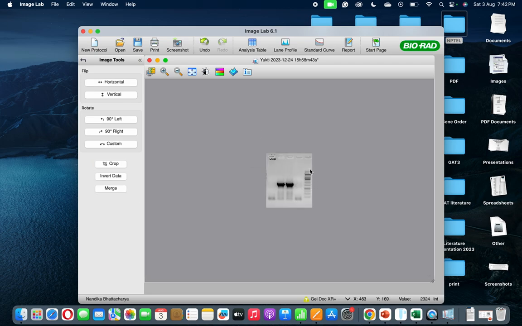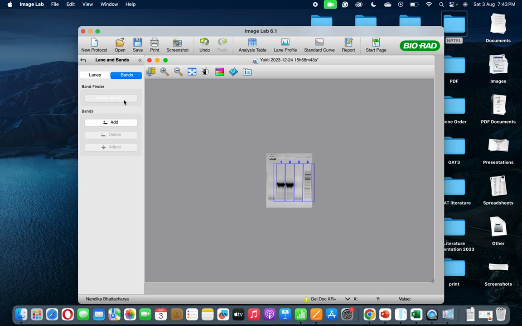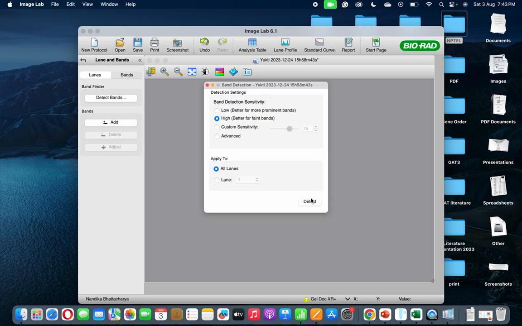So let's look at this. It's very straightforward. We have one ladder, four wells. In these two wells, we have product. In these two wells, we don't have any product. Again, we have to ask it to first detect the lanes, which it has done, no problem. Both of these bands are in this lane. The ladder is detected properly. It's not detected this lane, but that's okay because we're not analyzing anything there. And we'll ask it to detect bands.